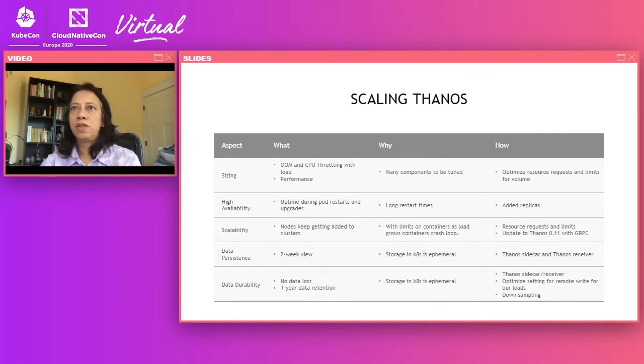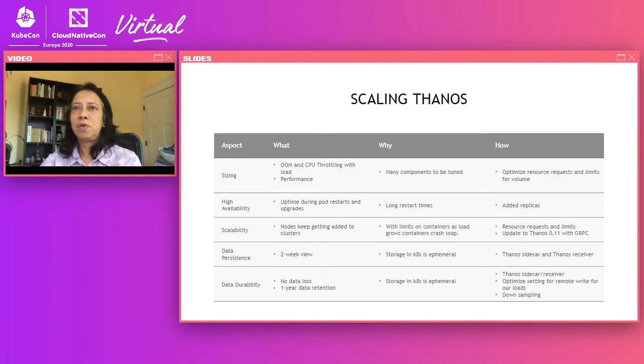Thanos, which we use for data durability, comes with many components. Sizing for Thanos involved understanding each of these and how best to optimize them for our loads. For example, for Thanos Store, we needed to set max cache size. For Thanos Receiver, we discovered that setting the TSDB min block and max block to 15 minutes would reduce the WAL size, which allowed us to reduce the restart times and have Thanos Receiver not use increasing amounts of memory.